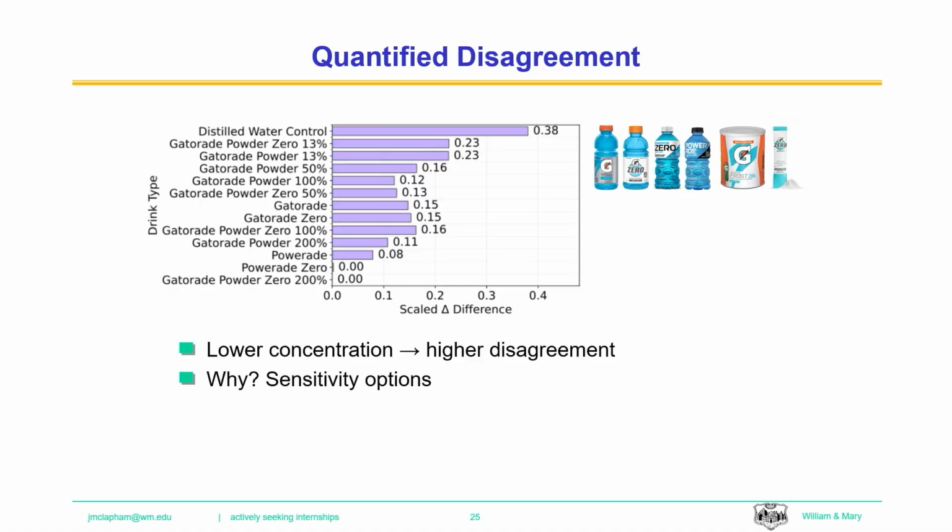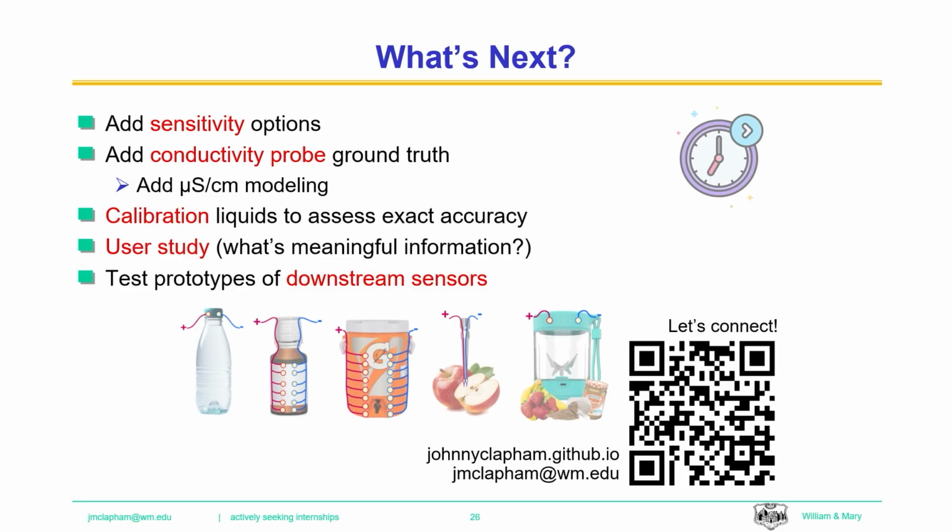We quantified the disagreement to investigate which beverages we perform worse on, and it turns out the lower the concentration of electrolytes, the trickier it gets for our sensor to measure them in agreement with the ground truth. And we asked ourselves, why is this the case? It turns out the multimeter method has a calibration option to calibrate it to different sensitivities, so it can perform better on liquids like distilled water. So we use this to motivate our future work, where we want to add ground truth methods with a scientific conductivity probe used in lab settings, but also with calibration liquids, which have known electrolyte values.